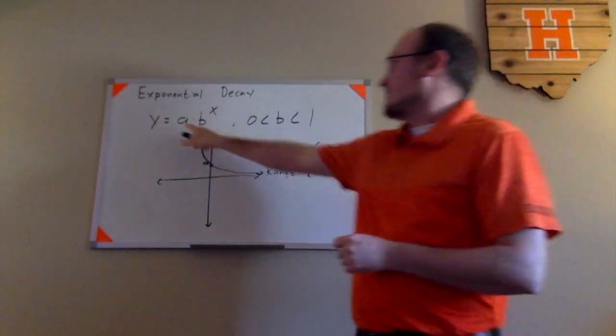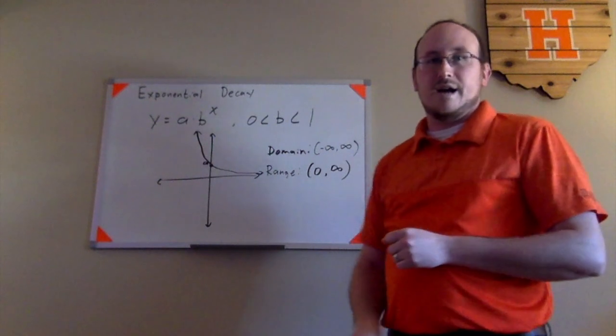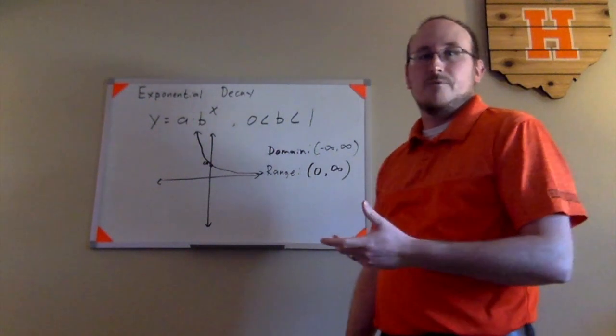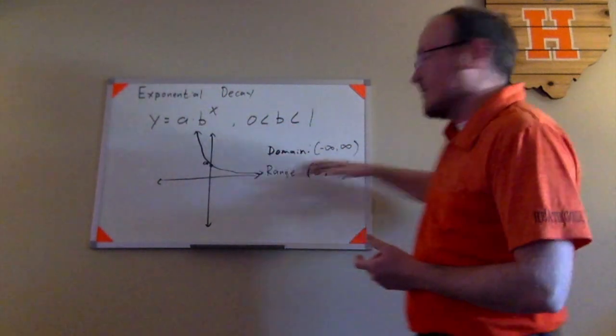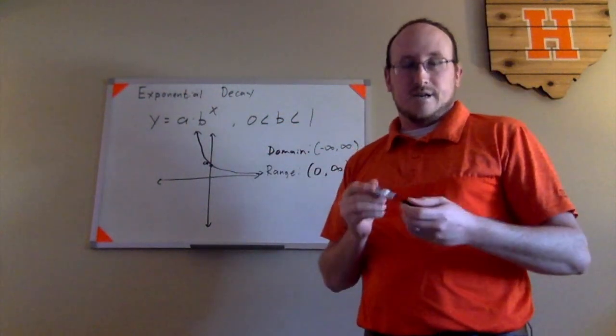Again, the initial value represents where the graph crosses the y-axis, and anything that is an exponential decay function will have this generic shape, where it starts out higher up here on the left and comes down as I go towards positive infinity in the x direction.